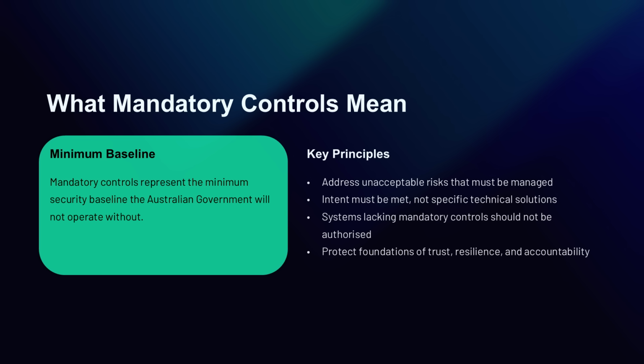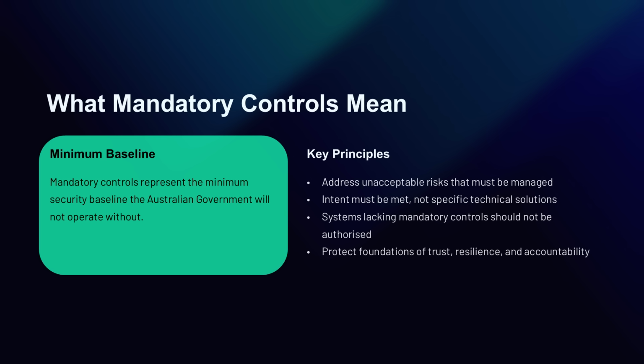When the ISM labels a control as mandatory, it is making a very deliberate statement. Mandatory controls represent the minimum baseline of security that the Australian government is not willing to operate without. These controls address risks that are considered unacceptable if left unmanaged. In other words, if a mandatory control is not implemented, the system should not be authorized for use.